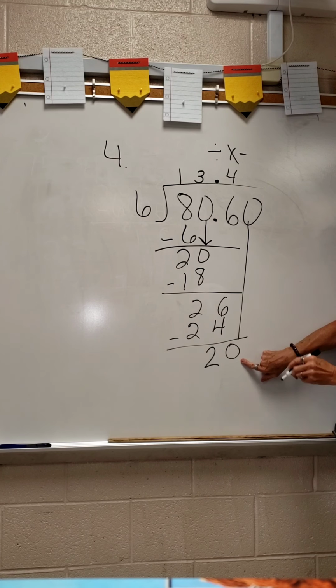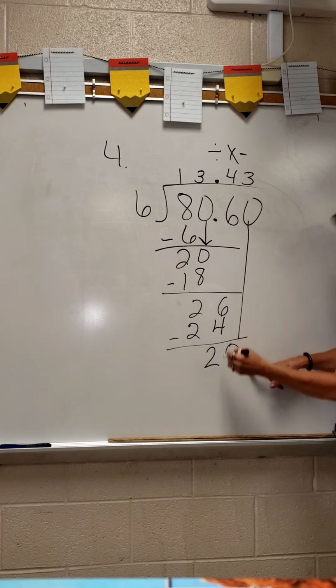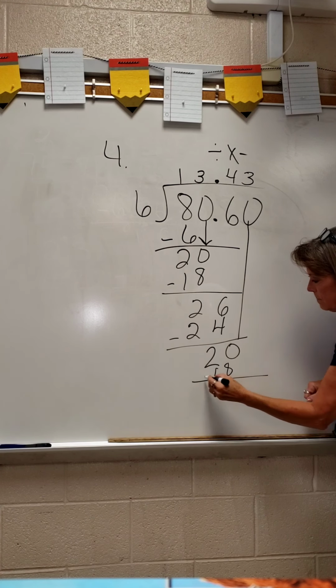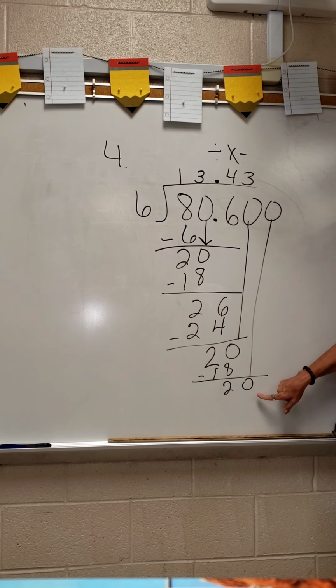6, bring down the 0. 6 goes into 20 3 times. Good job. 18. You say, oh, you're getting faster on me. That means you're learning. It means you're gonna remember. 6 goes into 20 3 times. 3 times, and minus 18 equals.